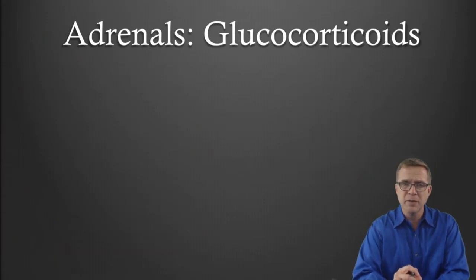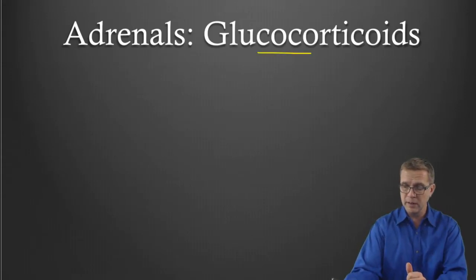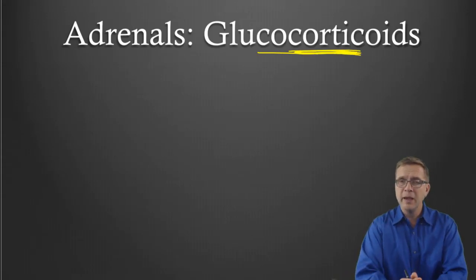Now we're going to talk about the adrenals, specifically the glucocorticoids. So we know those are the ones that are going to have to be in the adrenal cortex. It's in the name there. And we know, of course, the glucocorticoids are the ones helping regulate glucose. And these are especially for stress, so this would be like cortisol.